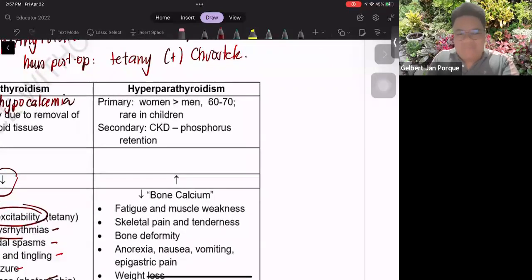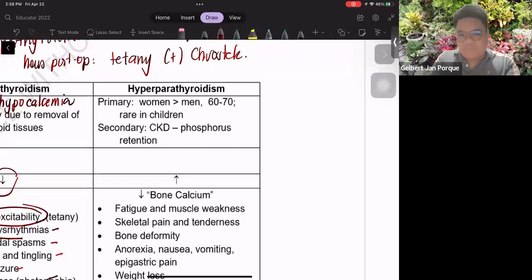Next, class, you have your hyperparathyroidism. For your hyperparathyroidism, there are different reasons. So, class, you have your primary and then secondary. For the primary, it is usually common among women. Take note, for primary, the problem is in the organ itself, the parathyroid. It is common among women, 60 to 70.